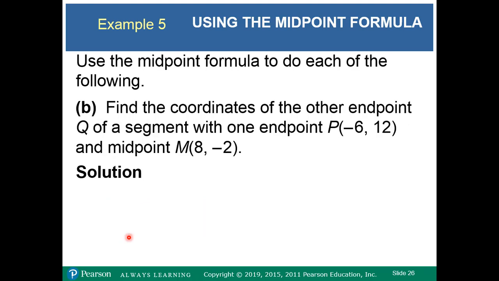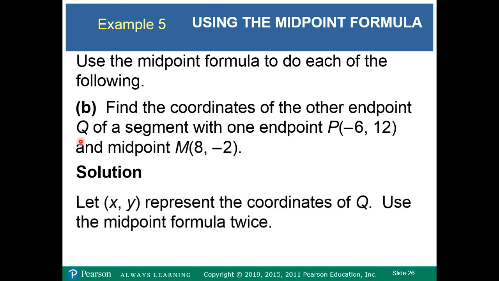So now we're going to find the coordinates of the other endpoint Q of a segment with one endpoint at -6, 12, and the midpoint at 8, -2. So now we're going to use the midpoint formula, and we've got the midpoint and we've got one endpoint. So what they now want us to do is find the other endpoint. We want to find the point, the ordered pair that represents Q. So we're going to let x, y represent that point.